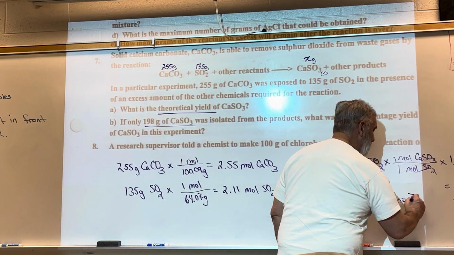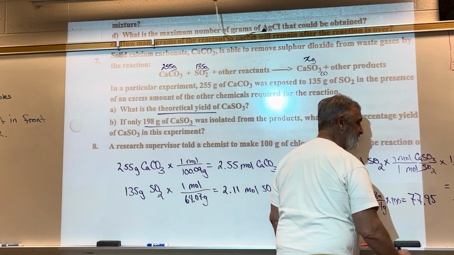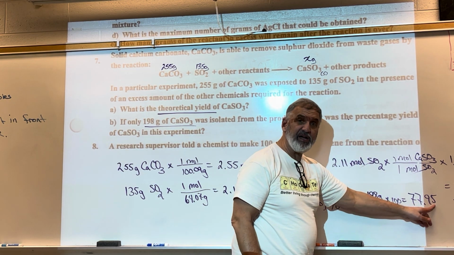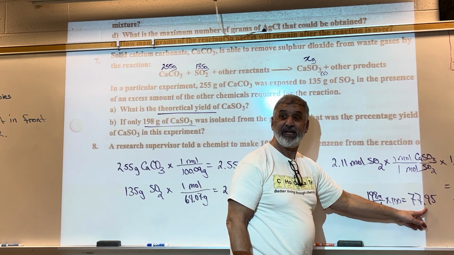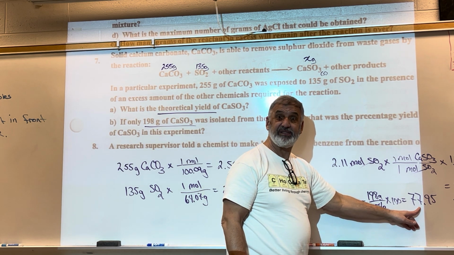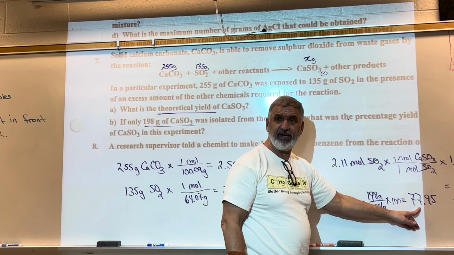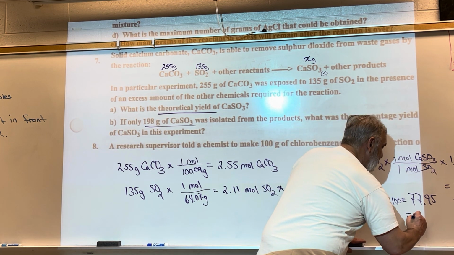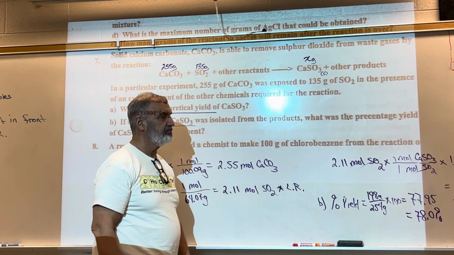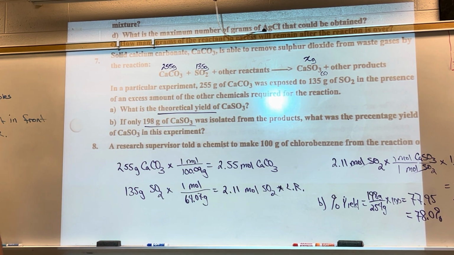77.95, but that's 4 sig figs. I only want 3. So the 5 rounds this 9 to a 10, which means it's a 0 and 78.0. Okay, it's like 3rd grade rounding here. 78.0%. Okay? Advanced level chemistry, you ought to be able to do a simple division on a calculator.